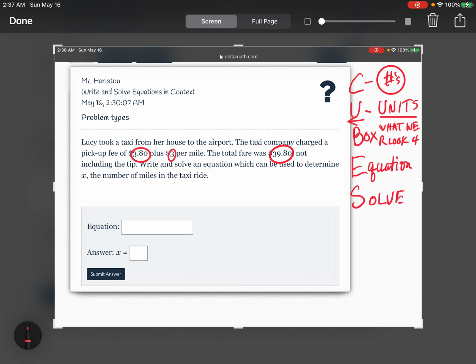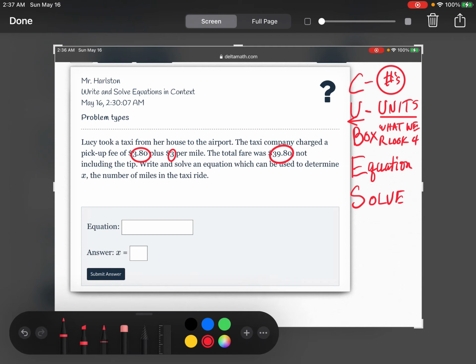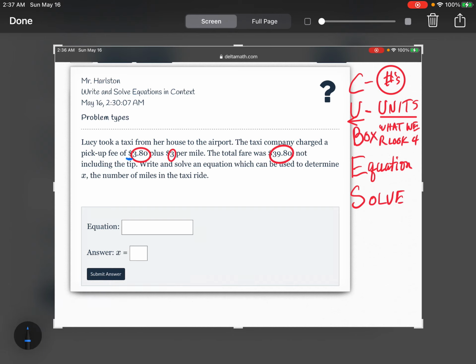Okay, now the units I'm going to underline in blue. The unit for $3.80 is dollars. The $3 is going to be dollars per mile. So the units for this 3 is dollars per mile. The units for this 39.80 is also dollars. So those are the units. Those are underlined.